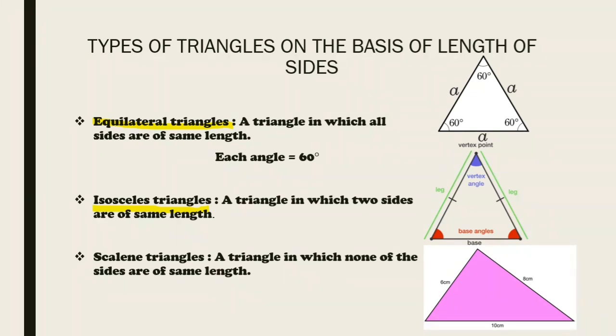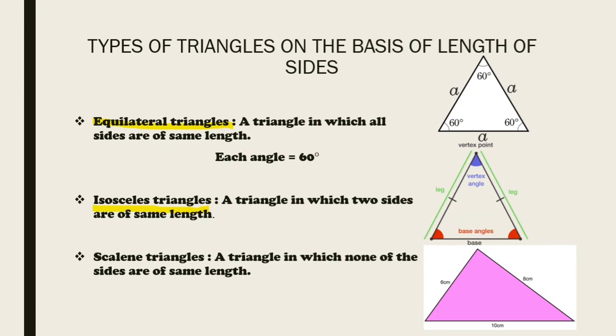So you can see here in the second figure, a triangle with base angles given in red color and the vertex angle you can see here in the blue color. So the sides opposite to equal angles are equal. So they are given as length.